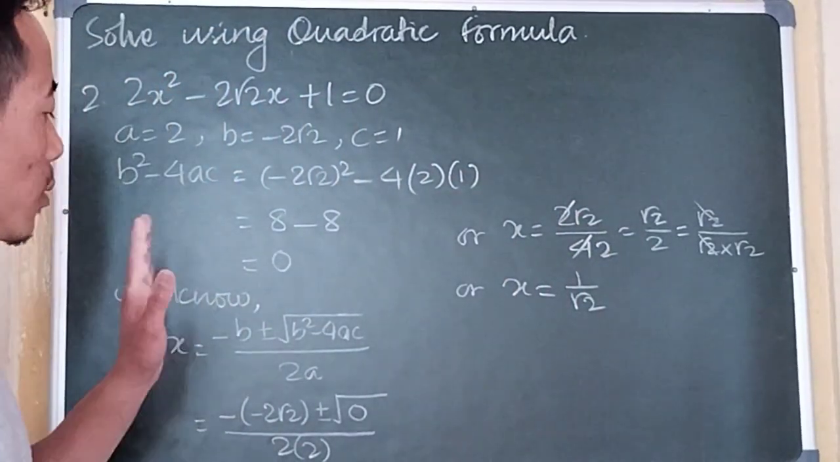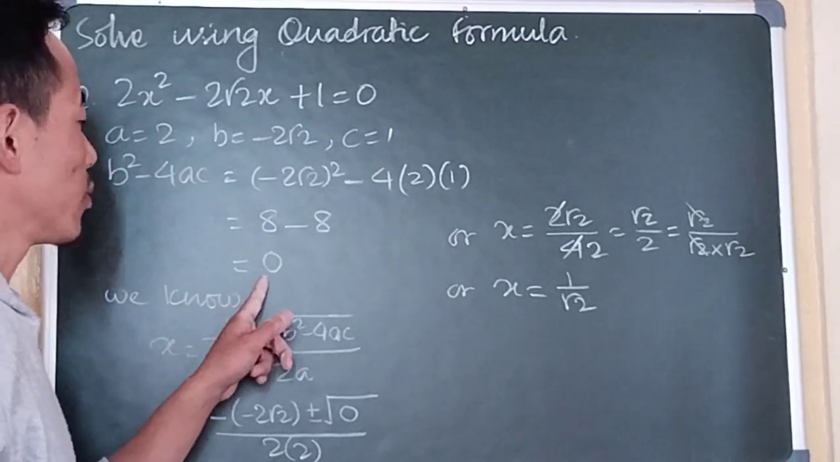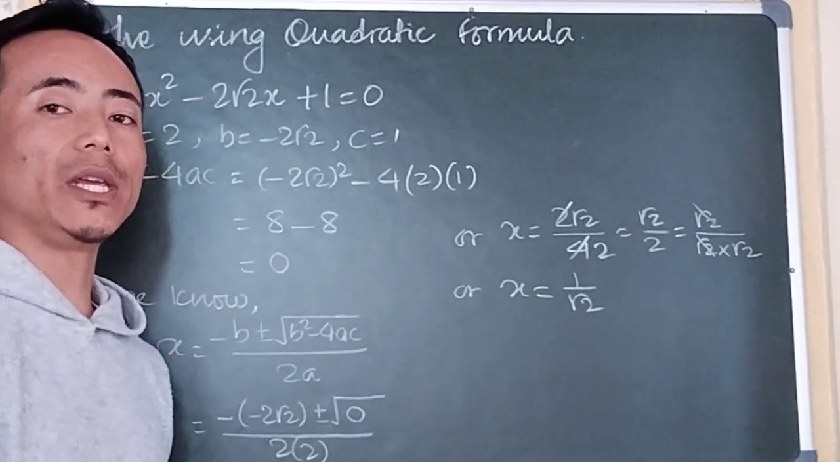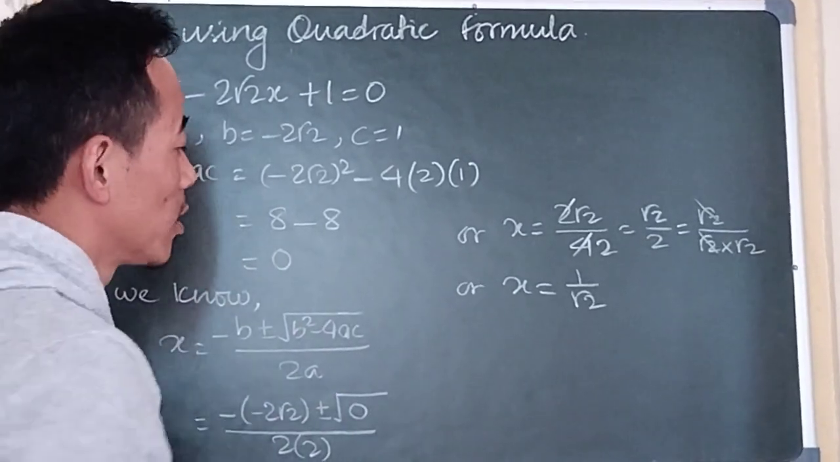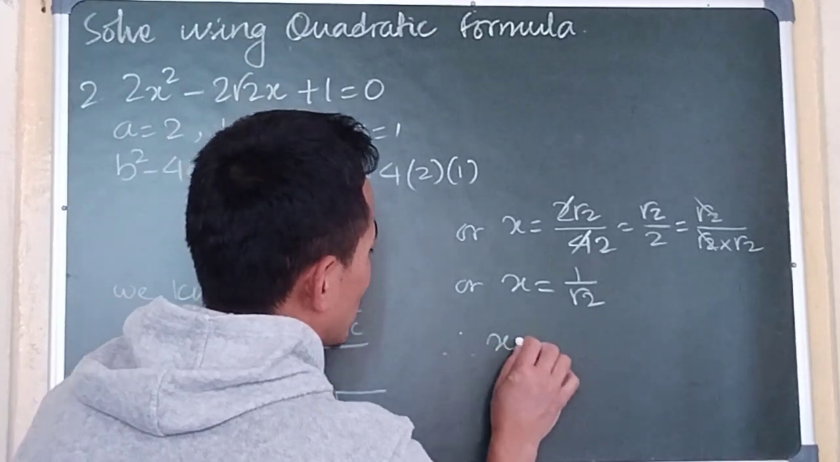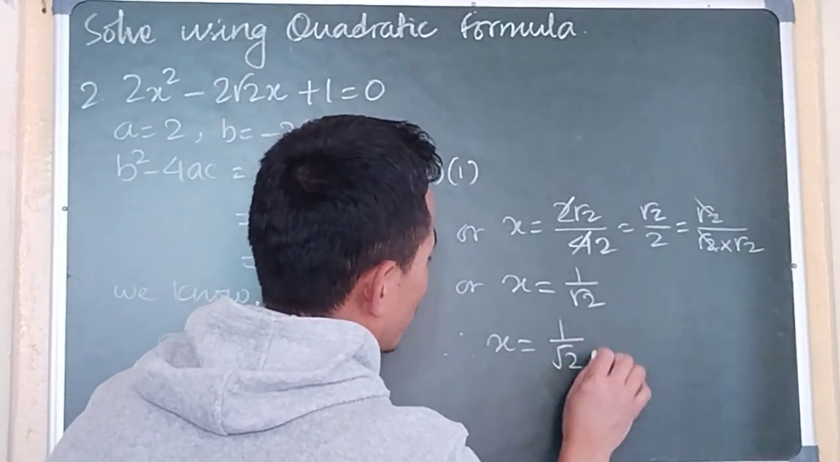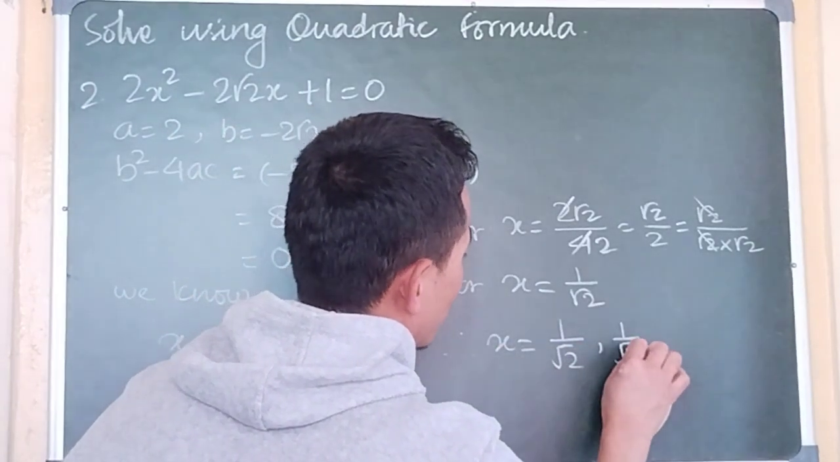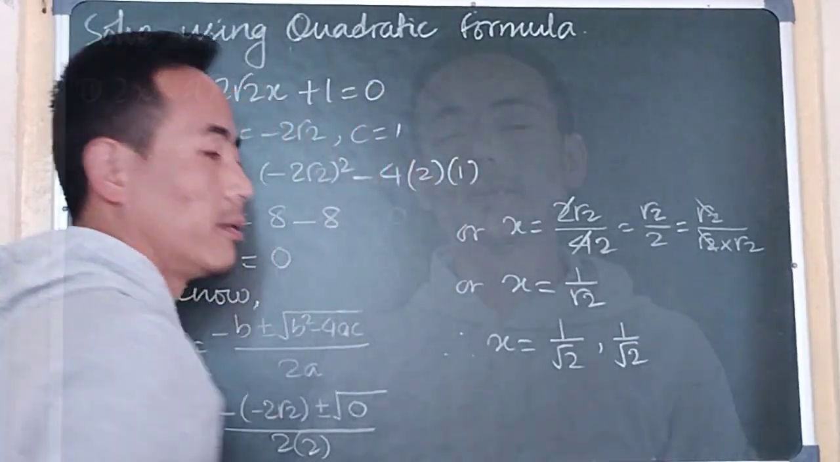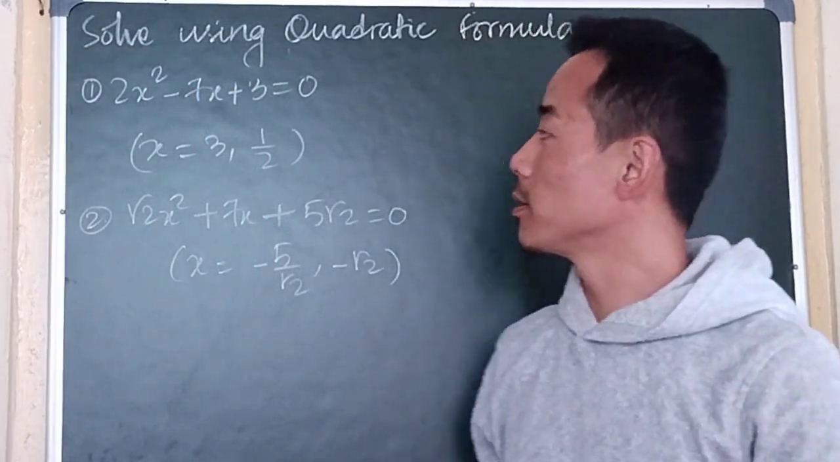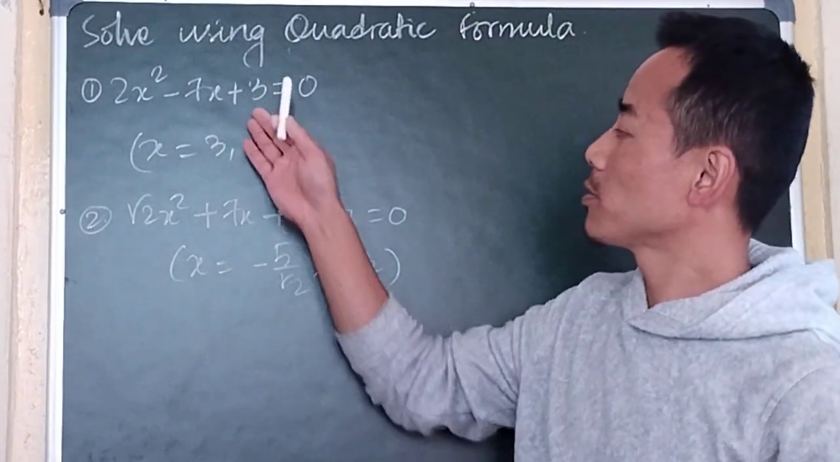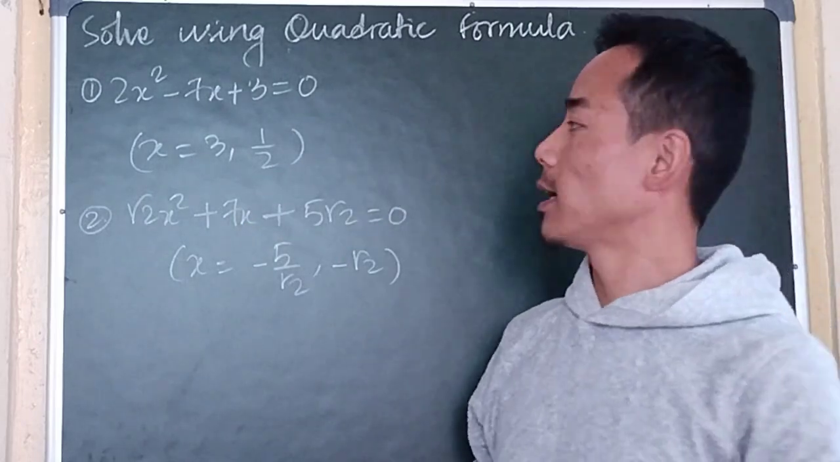So here, since the value of the discriminant is equals to 0, the two roots will be equal. We will discuss this later. So the two roots here will be 1 by root 2 and 1 by root 2. These are the results. Leaving you with two questions here. You can solve these two equations using the quadratic formula. I have also given the answer.